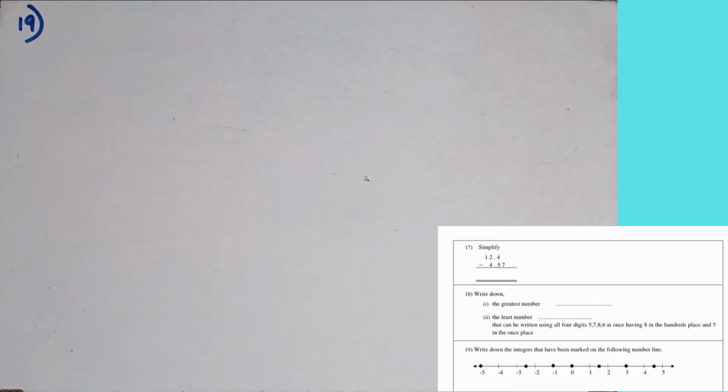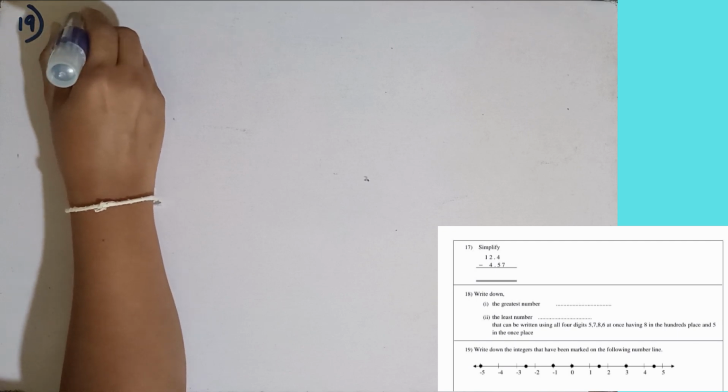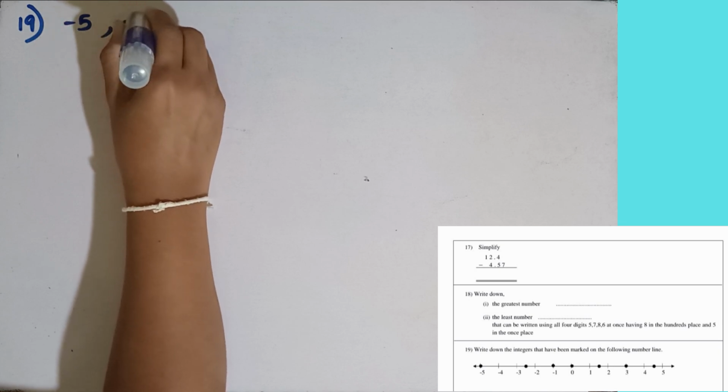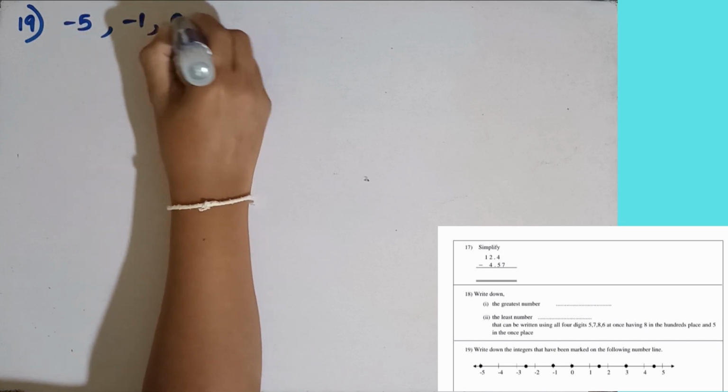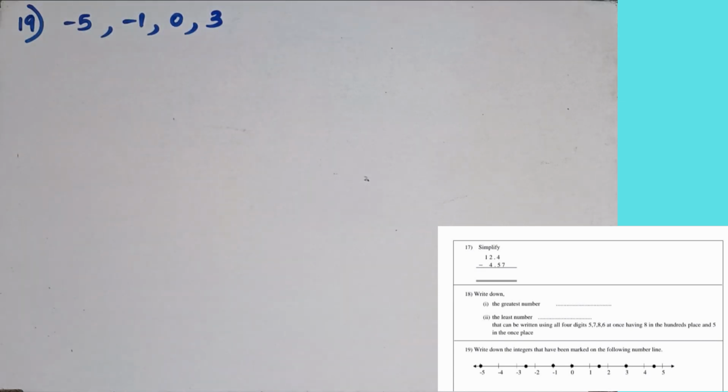Question number 19. Write down the integers that have been marked on the following number line. The integers marked here, the first one is minus 5. Then minus 1 is the next one. Then 0 is marked here. Then 3. These are the only integers marked here. The other ones are decimal numbers.